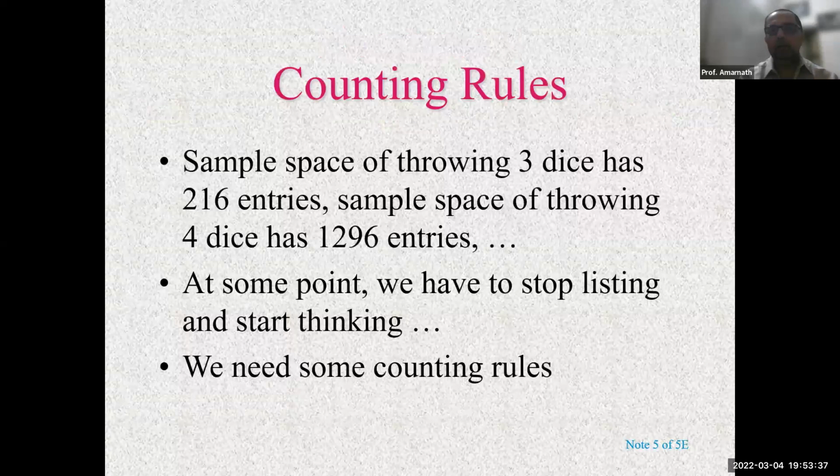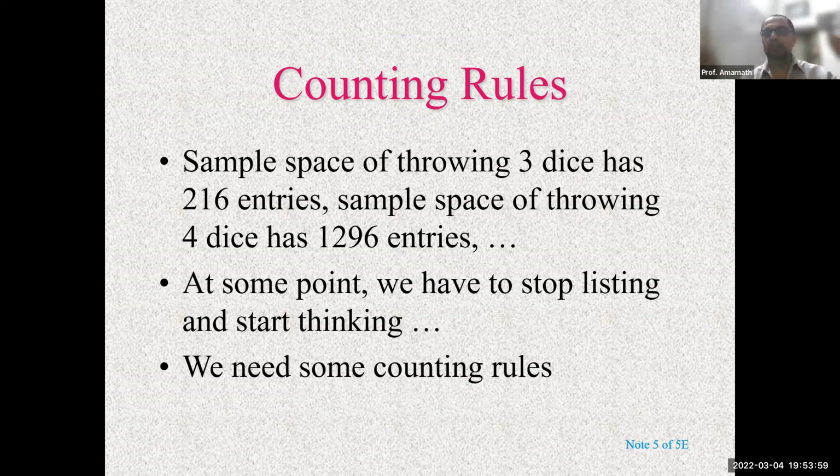We'll talk about counting rules. The sample space of throwing 3 dice has 216 entries. The sample space of throwing 4 dice has 1296 entries, and so on. So we talked about 2 dice. 3 dice is 216 entries. 4 dice is 1296 entries. Entries means that sample space. This is a sample space.